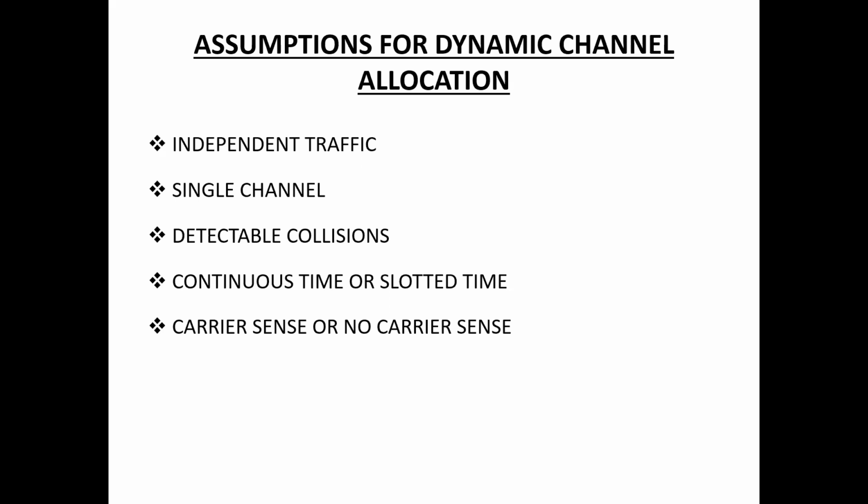Here each user has a program for generating frames for the transmission. Once the user generates a frame for transmission, the station is blocked until the frame has been successfully transmitted. So independent traffic, that is, each user has to send or receive data which is independent of data transmission of other users in the network.